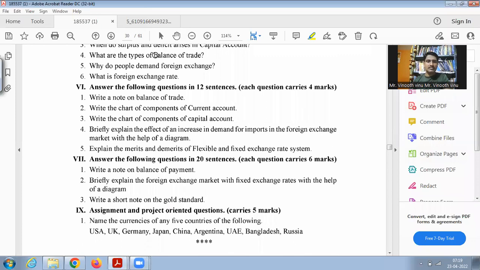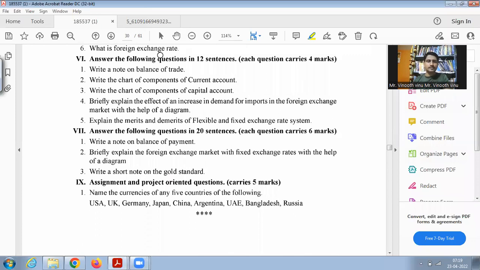Under balance of trade, you have to write the meaning of balance of trade: only goods, the value of export and import of only goods. That's called balance of trade. There are three types of balance of trade.